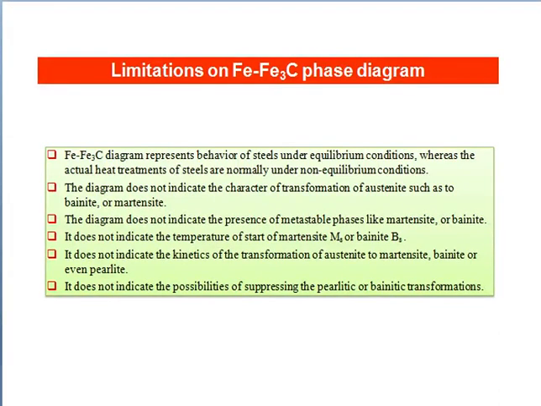The diagram does not indicate the presence of metastable phases like martensite or bainite. It does not indicate the temperature of start of martensite or bainite. It does not indicate the kinetics of the transformation of austenite to martensite, bainite, or even pearlite. It does not indicate the possibilities of suppressing the pearlitic or bainitic transformations.